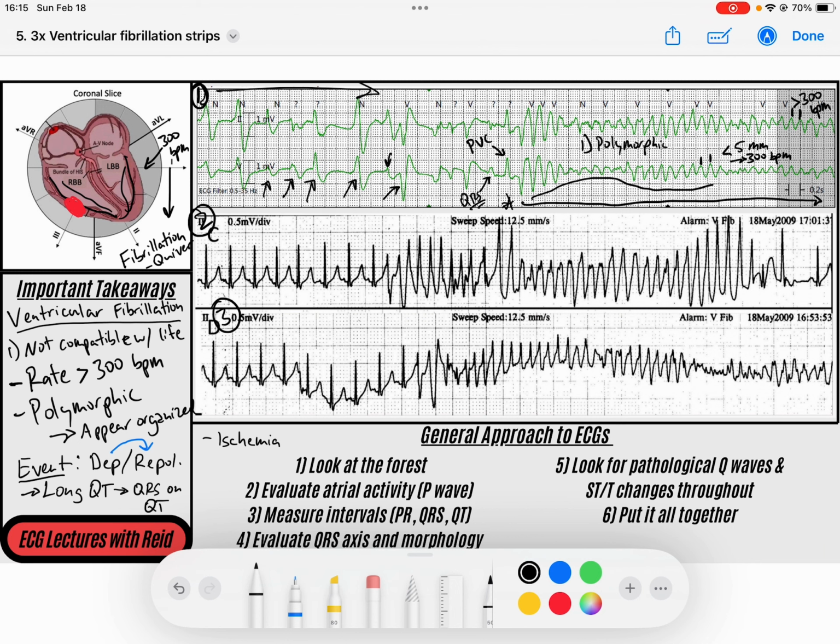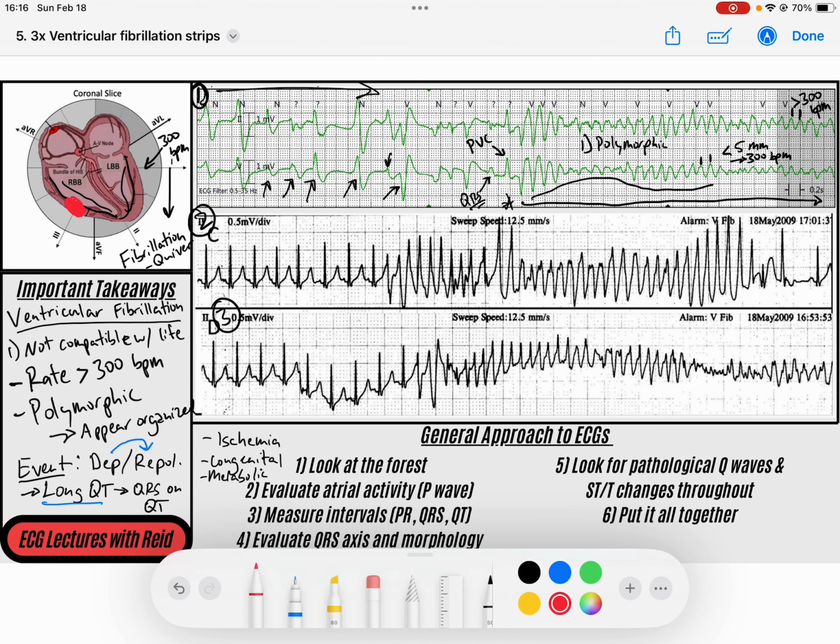You could have congenital abnormalities. You could have metabolic abnormalities, right? Electrolyte abnormalities that predispose you to these events. You could have multiple of these things together. So VFib, there's typically a cause of some sort, and usually there's more than one cause that when you add together puts someone at risk for a VFib.